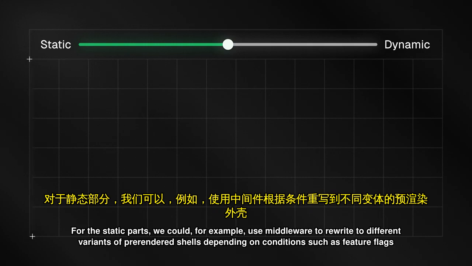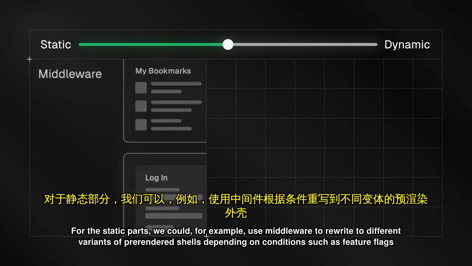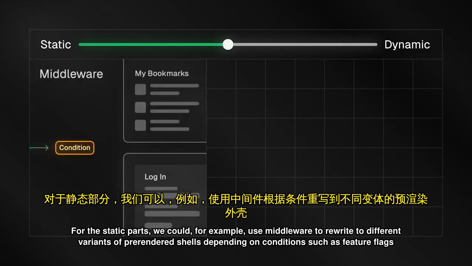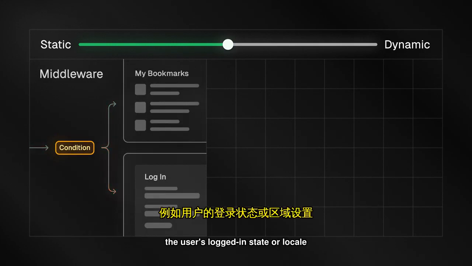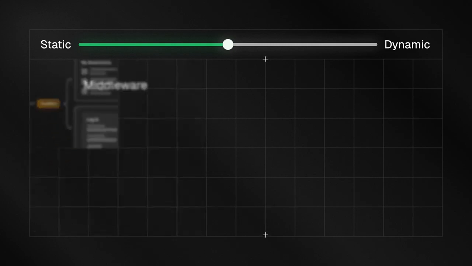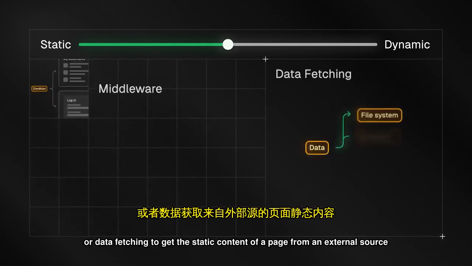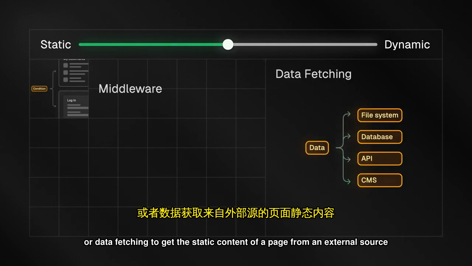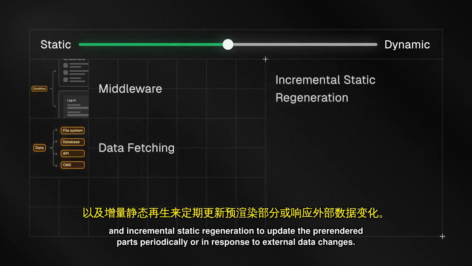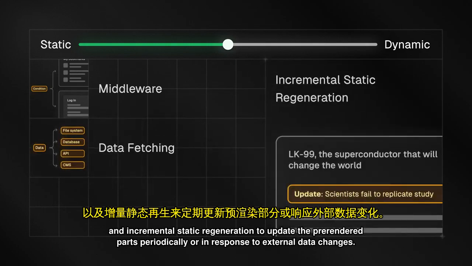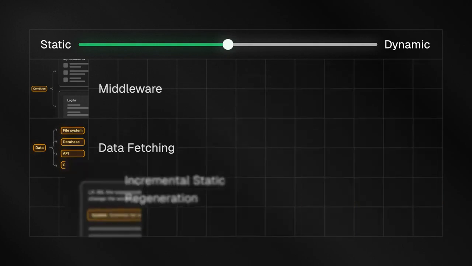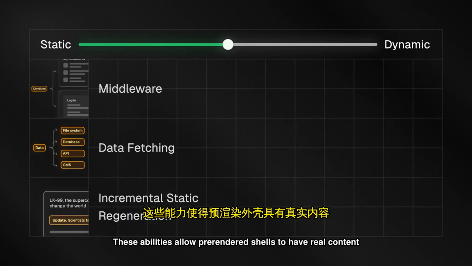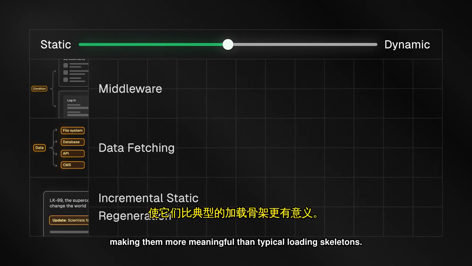For the static parts, we could, for example, use middleware to rewrite to different variants of pre-rendered shells depending on conditions such as feature flags, the user's logged-in state or locale, or data fetching to get the static content of a page from an external source, and incremental static regeneration to update the pre-rendered parts periodically or in response to external data changes. These abilities allow pre-rendered shells to have real content, making them more meaningful than typical loading skeletons.